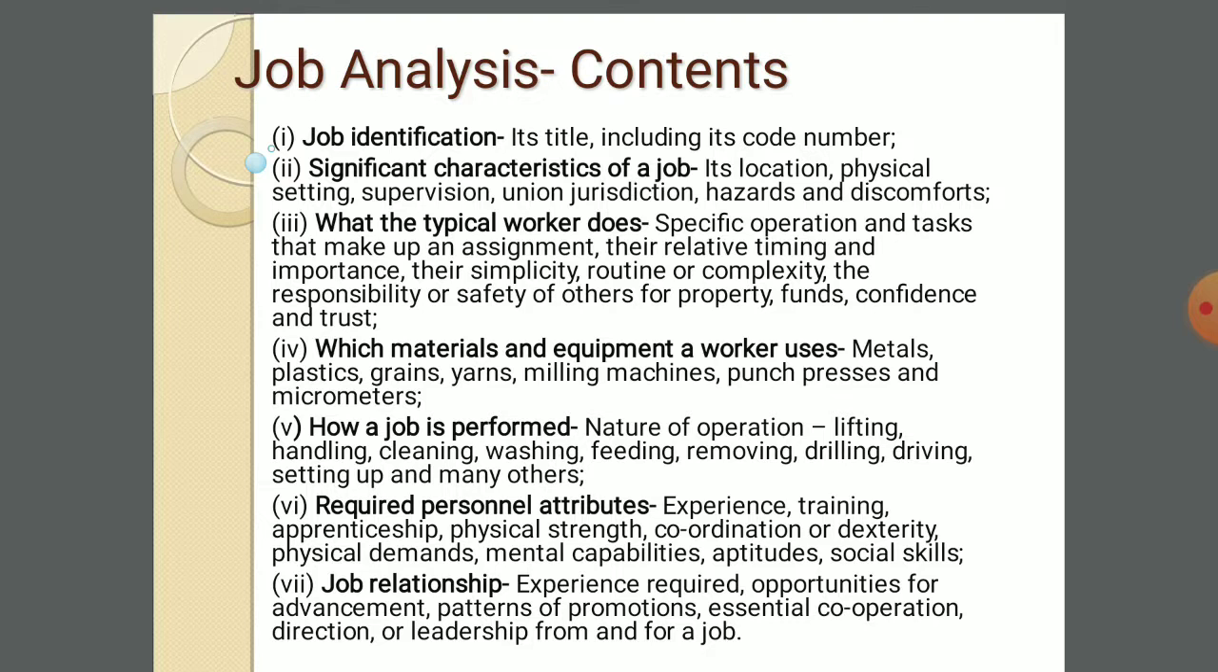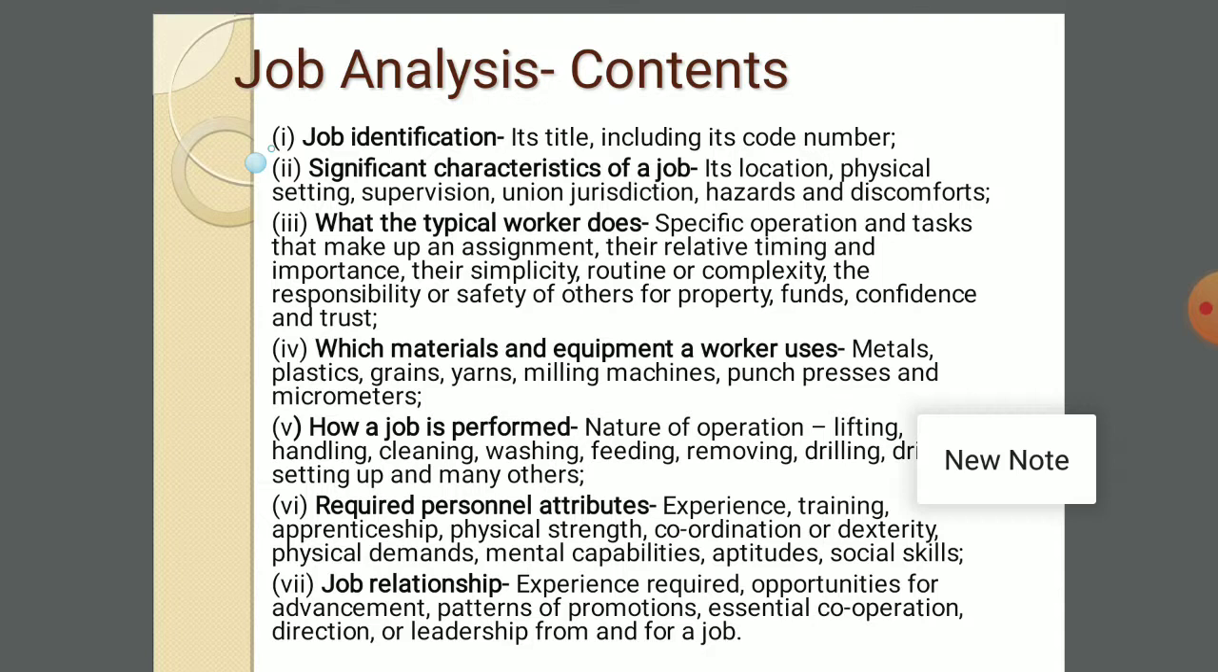Next is significant characteristics of the job. So here we are going to give the characteristics about the job. It may be the location where the job is to be done. It may be the physical setting, that means where the job is to be done, how things are being arranged, how supervision would be conducted, or what are the comforts that the employee or the worker has to face while doing that particular job, and what are the security or safety measures that would be taken by the organization to keep the employee safe.